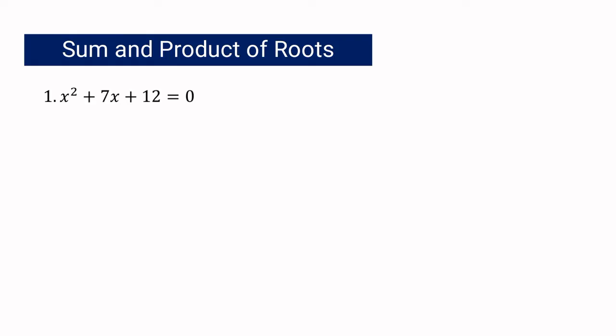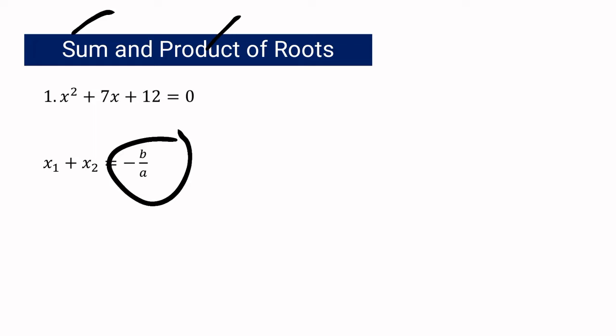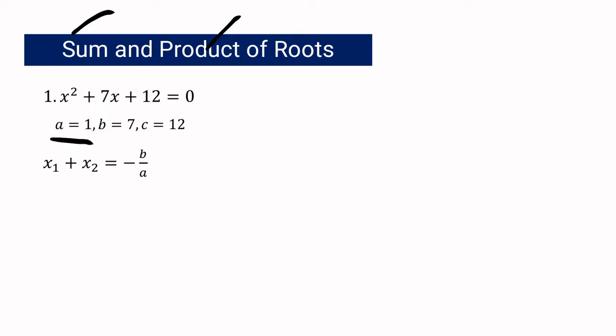Now, let us apply the ratio that we derived. Considering the quadratic equation x squared plus 7x plus 12 equals 0, we are going to get the sum and the product of the roots of this expression. What are you going to do? To get the sum, again, you are going to use the ratio negative b over a. So we have to get the values of a, b, and c, or the coefficients. If we get the coefficients, then a will be equal to 1, b is equal to 7, and c is equal to 12.